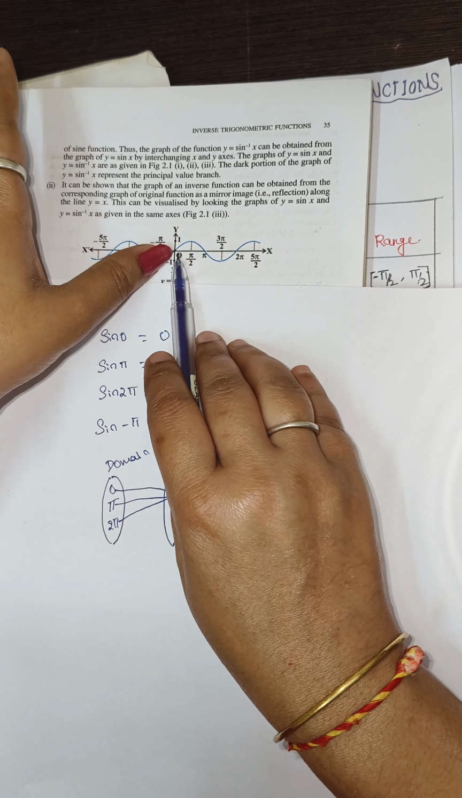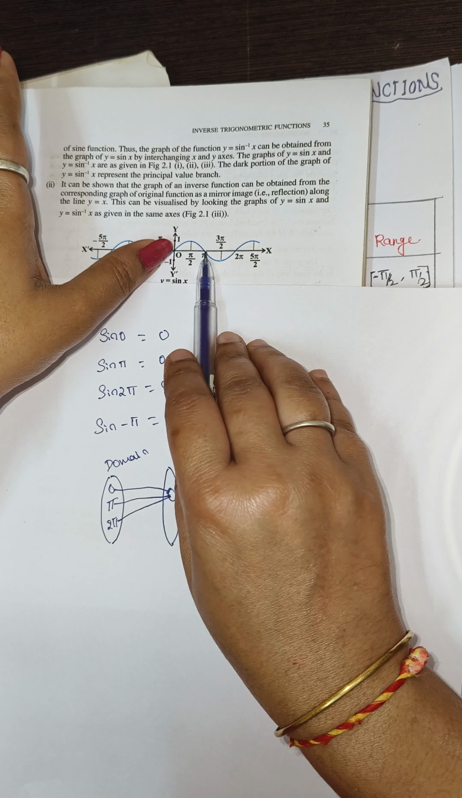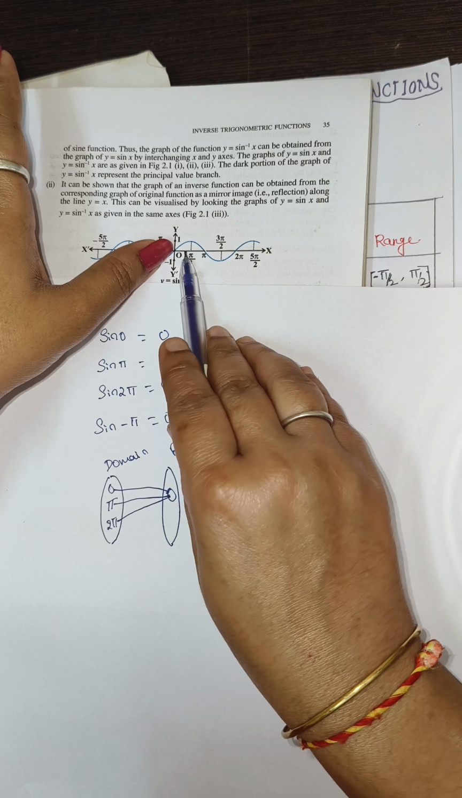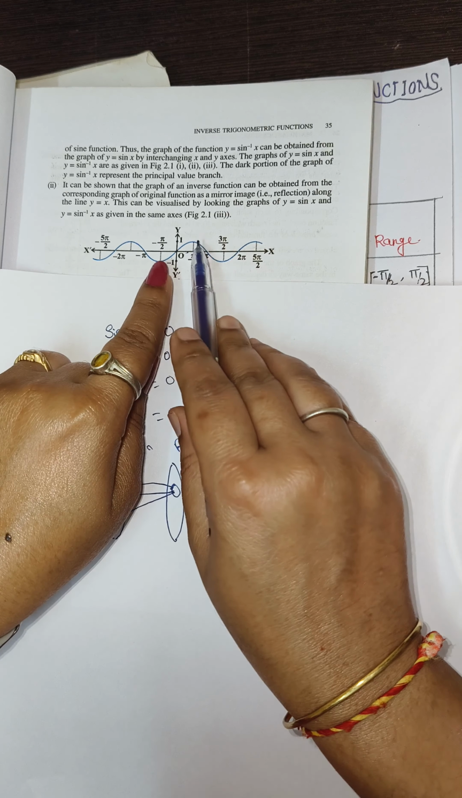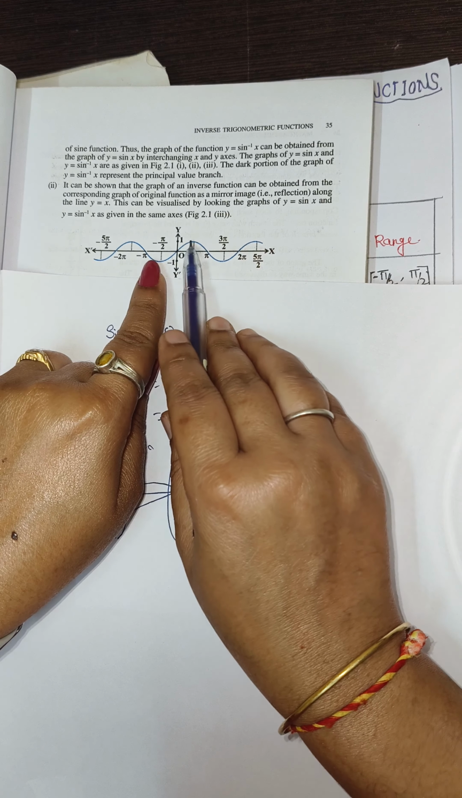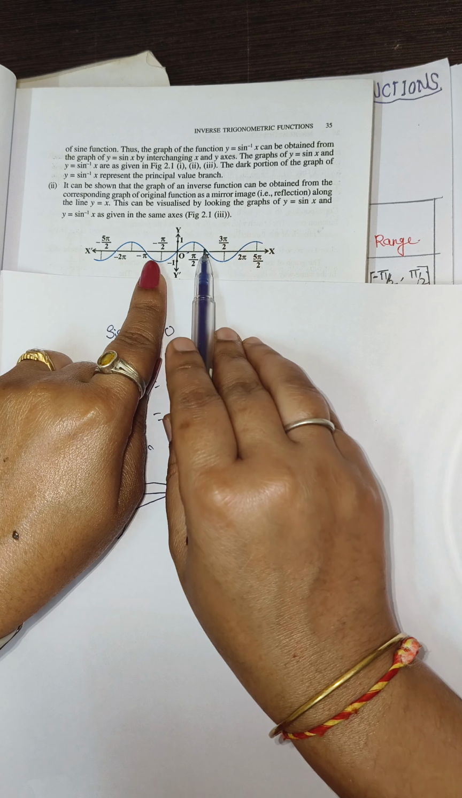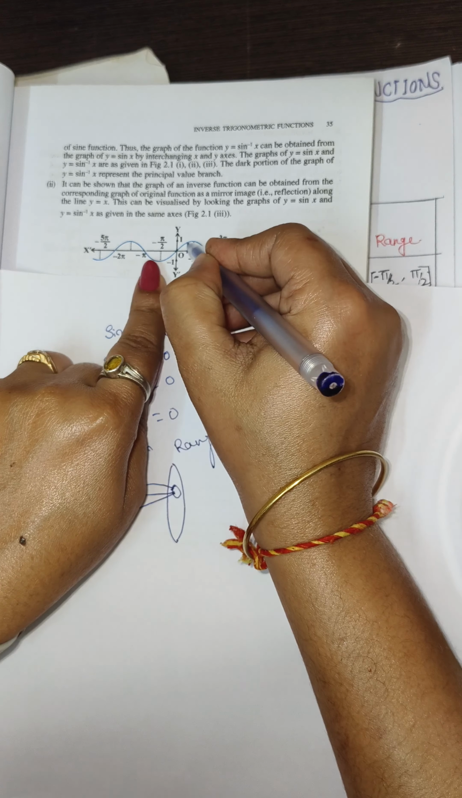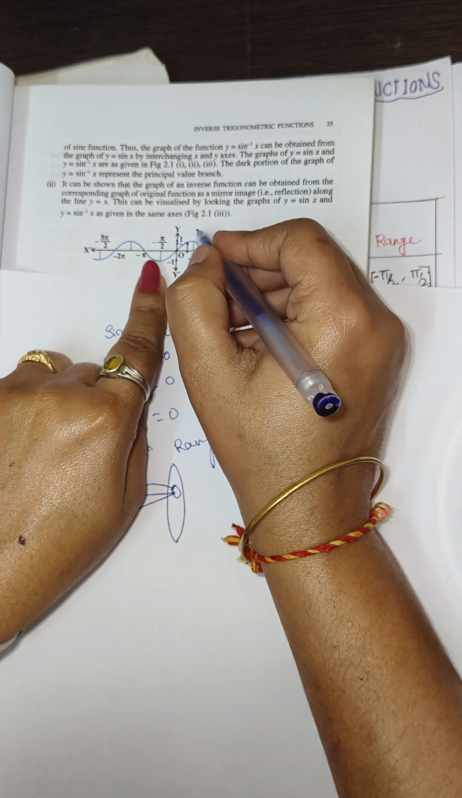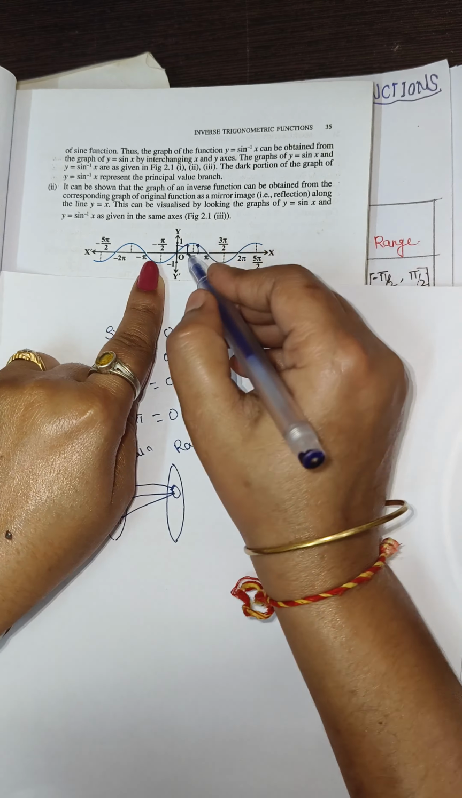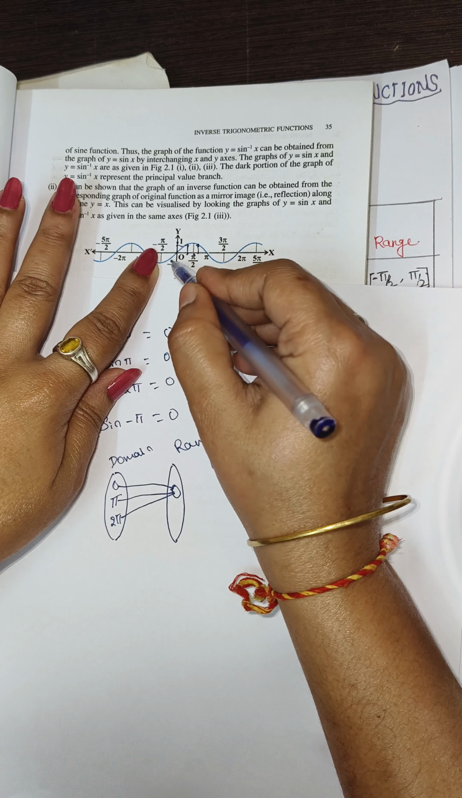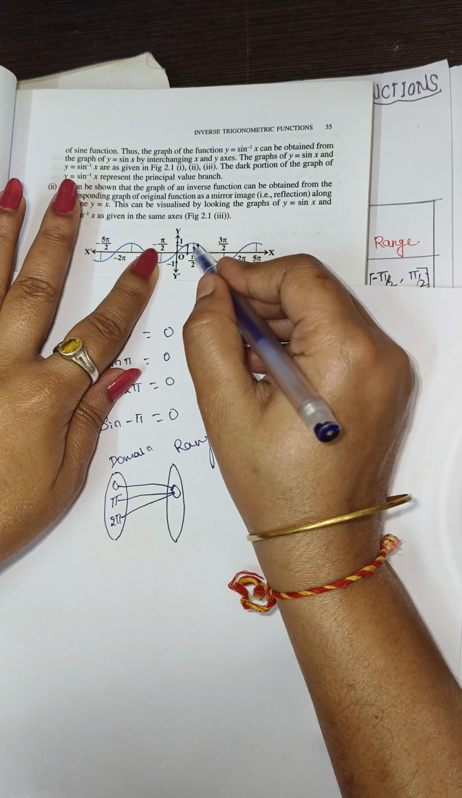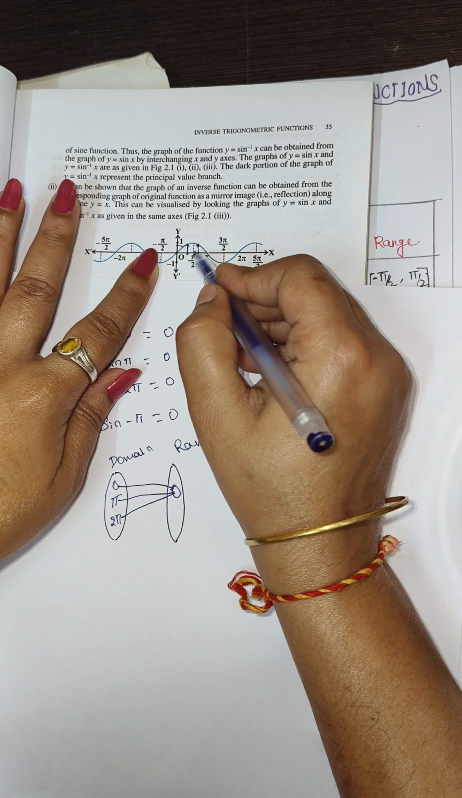If I take the restricted domain as 0 to pi, then in between 0 to pi, a value like 30 degrees and another value have the same y value, the same output, because it's a curve shape. In this portion you will get the same value of y. So it's not possible to take 0 to pi. The restricted domain is minus pi by 2 to plus pi by 2. For different domains we have different ranges, codomains, outputs.